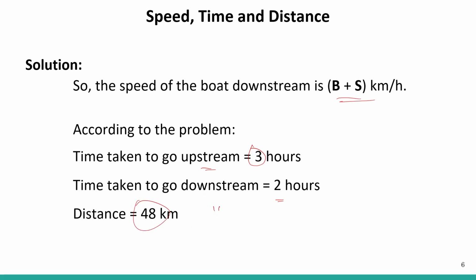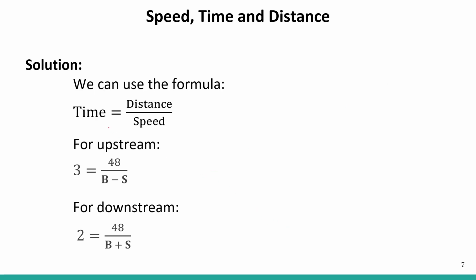So speed will be what? 16 and 24 respectively for upstream and for downstream. Okay, so time is equal to distance by speed. So this implies that 3 is equal to 48 by B minus S. So B minus S is equal to what? So B minus S is equal to 16.